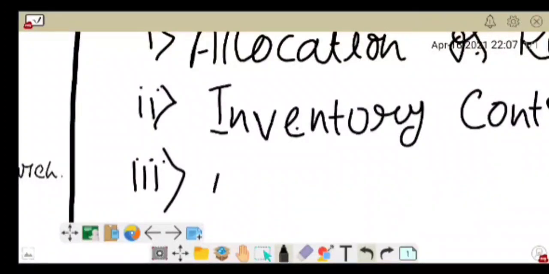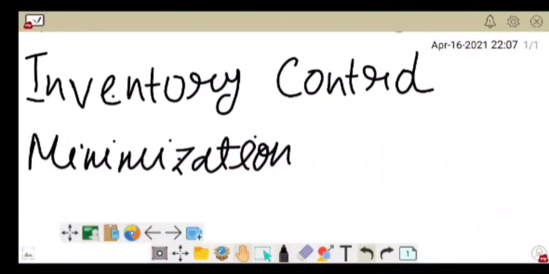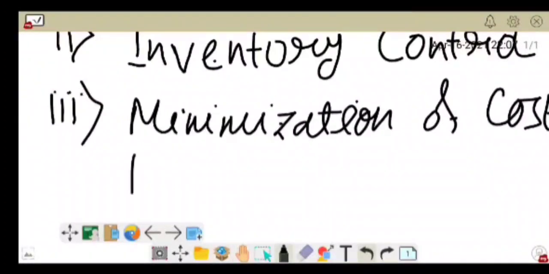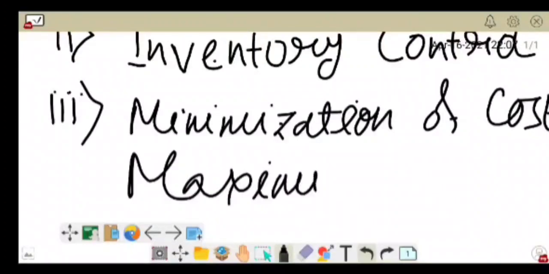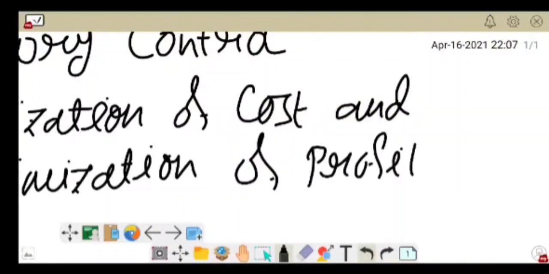And number 3, it is the main thing, the objective of the operation research subject: minimization of cost and maximization of profit.